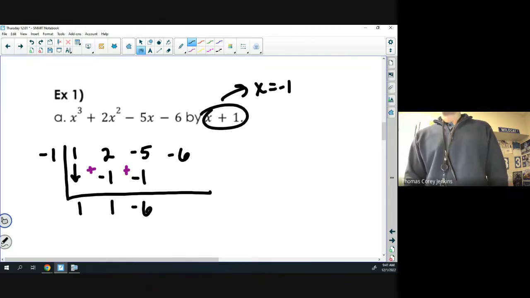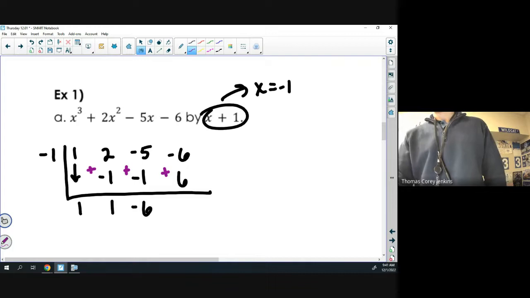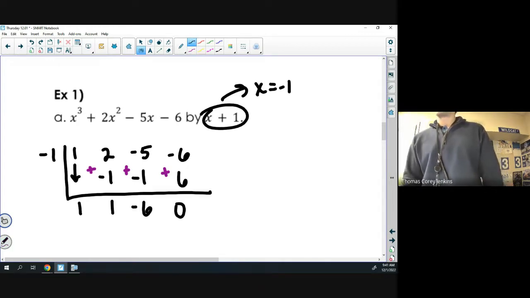All right, anybody know what's going to go under the next negative 6? Not negative 1. That's all right, though. 6, right? So you take negative 1 times negative 6 to get 6, and then we can add those up, and we get 0. Now, what's all this mean?